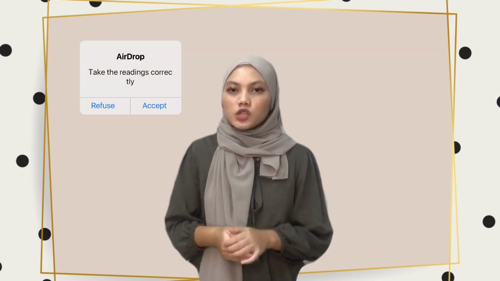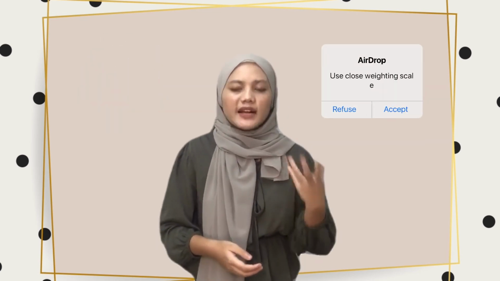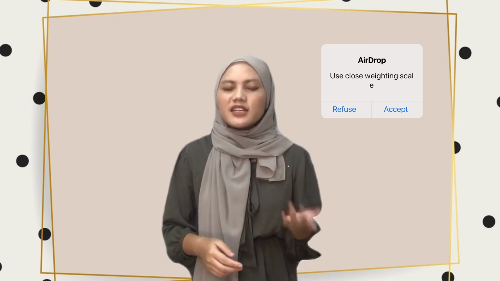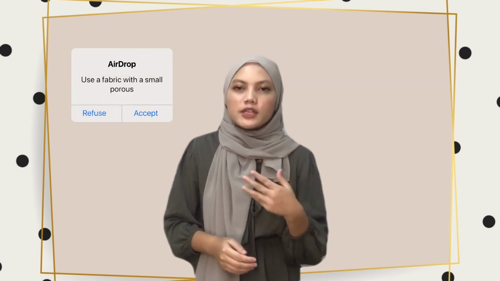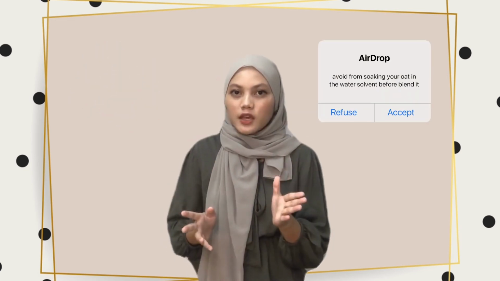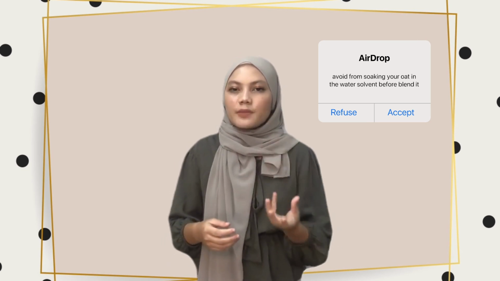There are several recommendations to improve the selected process. During our running, we need to ensure that all the data readings are taken correctly. As we use a digital weighing scale, we need to ensure that the collected weight is not influenced by the air surrounding, as the digital weighing scale is an open weighing scale. Furthermore, in order to get a purer solution, we need to use a fabric with small pores to get less solid in the solution. Last but not least, to get a good solution, avoid soaking your oat in the water solvent before blending it to prevent getting slimy oatmeal.